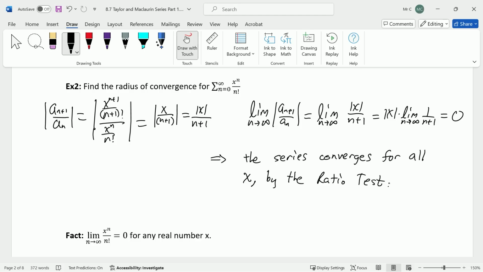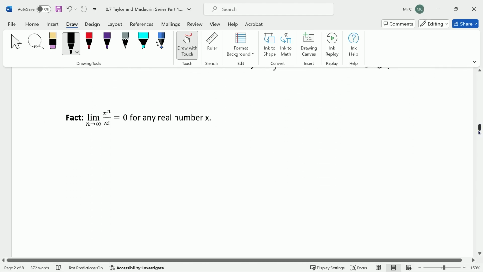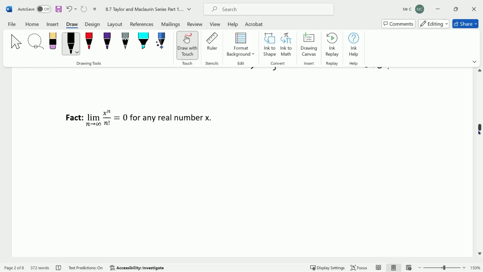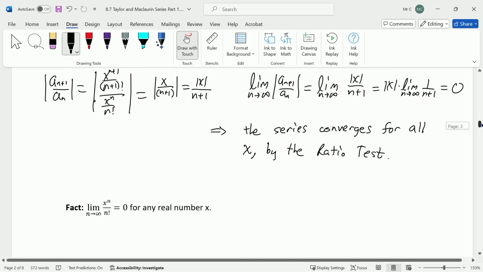So what have we shown so far? We've shown that the Maclaurin series for e to the x is this. We've shown that the series converges for all x values. We're missing one piece of the puzzle, which is actually showing that it's equal to e to the x for all values. So we're going to address that one a little later. But first, the limit as n goes to infinity of x to the n over n factorial is 0 for any real number. And the reason I know that is because this series converges by the ratio test.